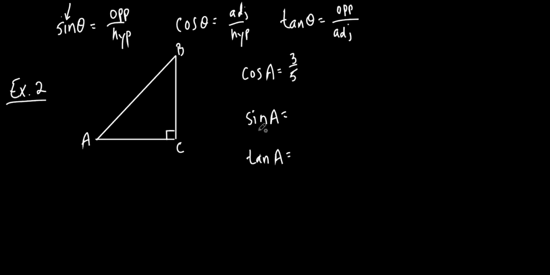All I want to do is find the sine of A. I want to find the opposite over the hypotenuse. The problem is I don't know the opposite, I don't know the hypotenuse. But what I'm going to do is take what they gave us and think about what this means. If they tell you the cosine of A is equal to 3 over 5, what does that tell you about the 3?